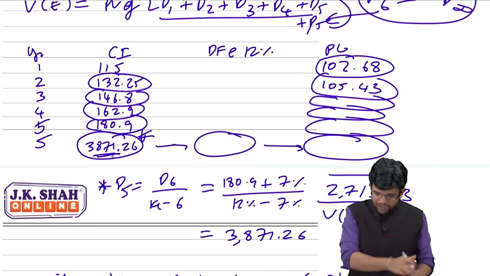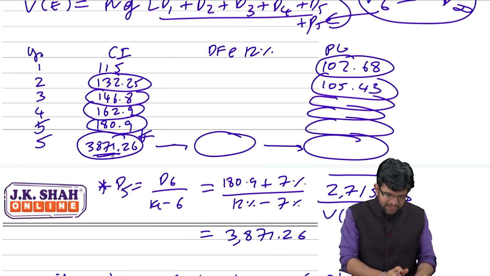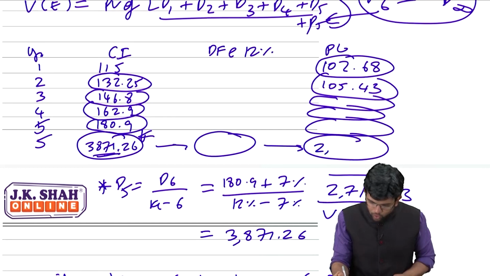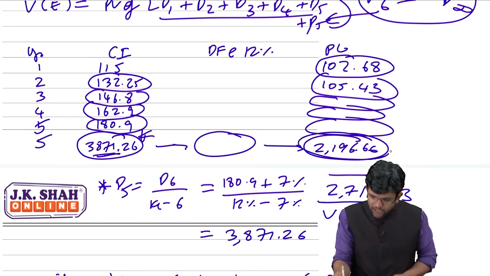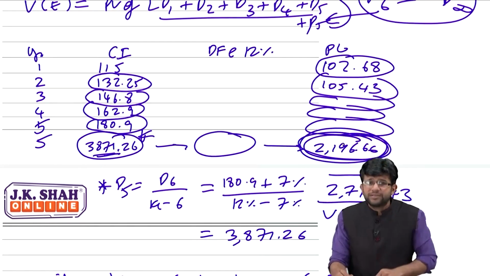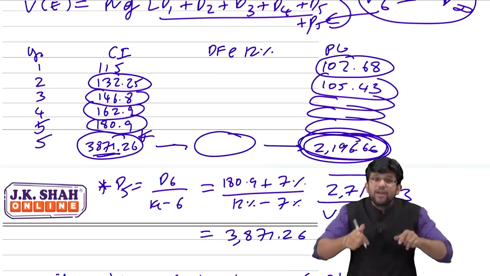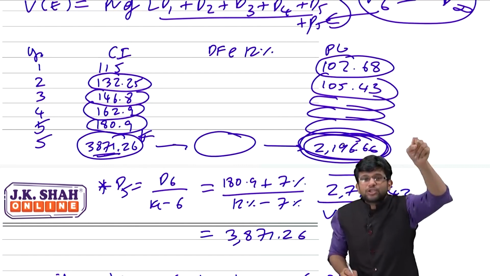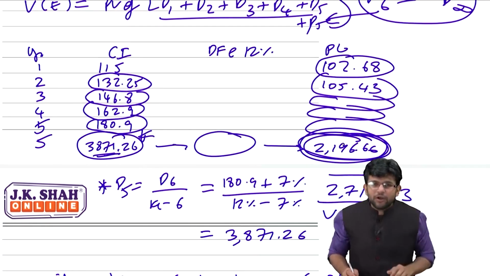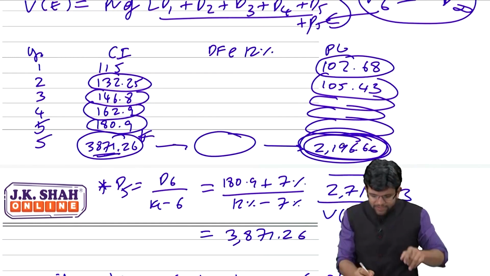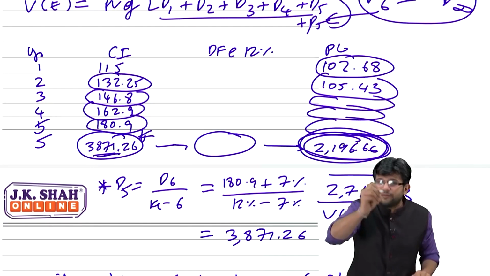Okay, and if I now calculate the present value of this, 3871.26 divided by 1.12 to the power 5, I get 2196.66. Students, what is 2196.66? This is what I am ready to max pay today for D6 to D eternity combined. Everybody following? So for D6 to D eternity total, I am ready to max pay 3871.26 at the end of year 5.